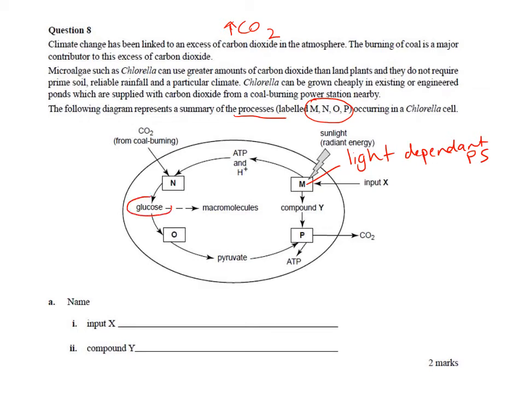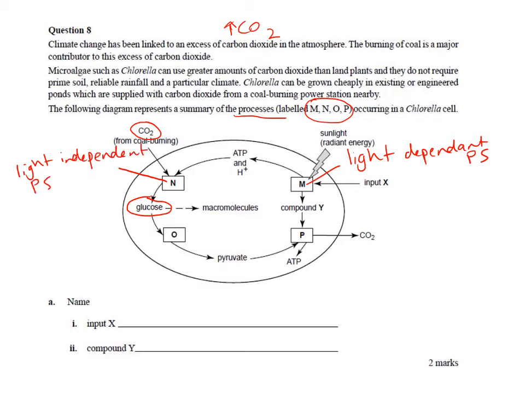Glucose, whatever stage N is, produces glucose. So there's a relationship between M and N, and then N produces glucose. We've also got the information here that carbon dioxide is an input into stage N. So we could say that N now is our light independent stage of photosynthesis.